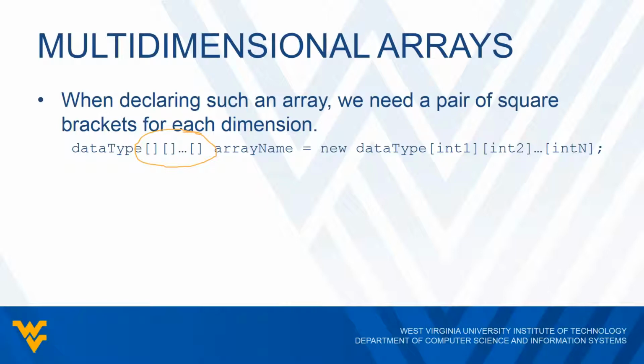I have the name of my array equals new data type. And then once again, I would include a pair of square braces for each dimension. And then in there, I would put in the size of each dimension.